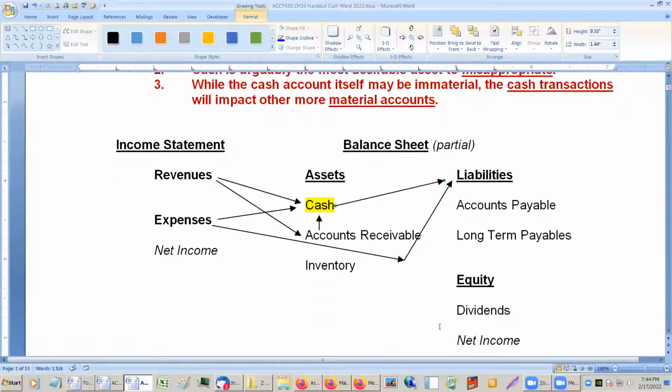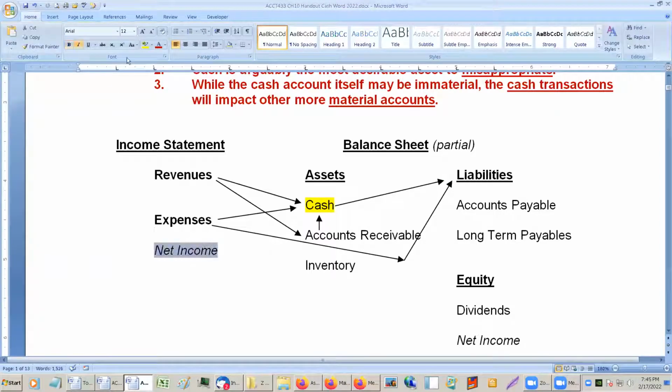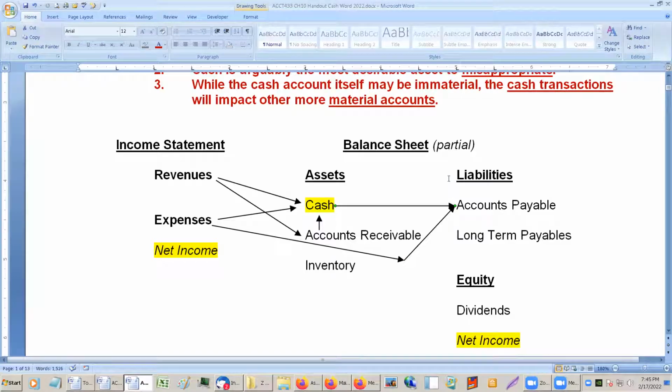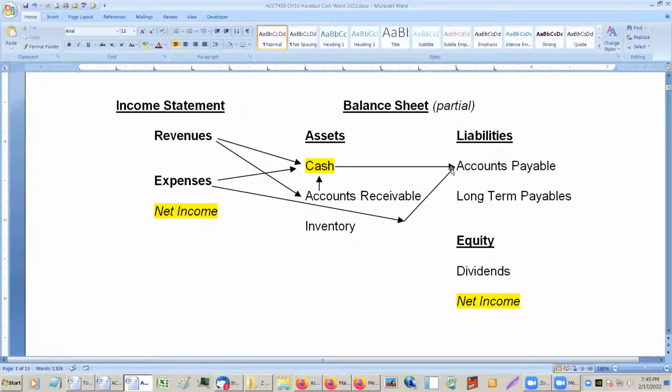One of the reasons why we also prove out cash is that it's connected to so many accounts that can be very material. Dividends come through there. If you prove these two, you've proven out the net income. It ends up in the equity section. Any liabilities. Oh, wait a minute, I got the wrong one here. Now they're on top of each other.